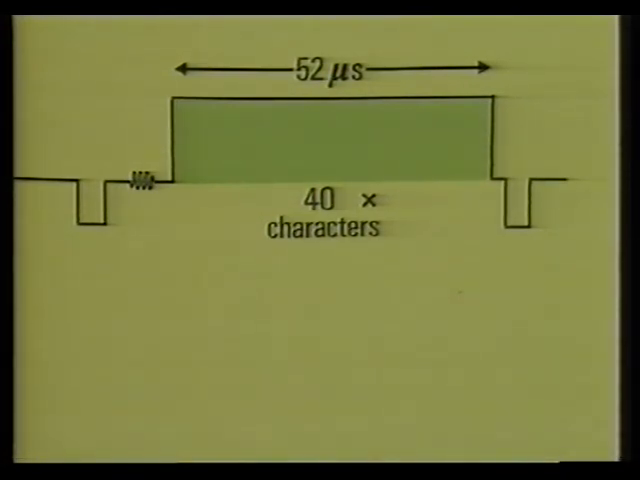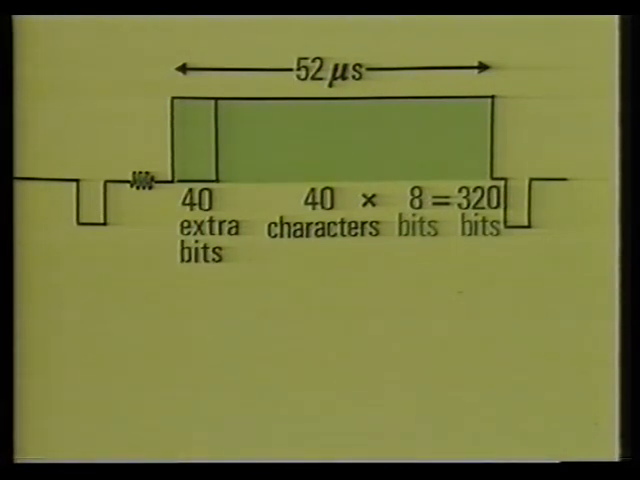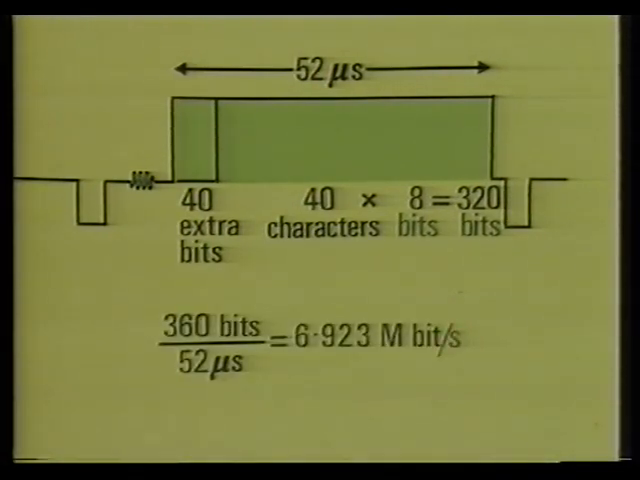So that means we get 40 characters times 8 bits, 320 bits for a row of information on the screen. In addition to that, we also have 40 bits for synchronization and framing, so that makes a total of 360 bits, which have to be fitted into the 52 microseconds. That means the resulting bit rate is 6.923 megabits per second.